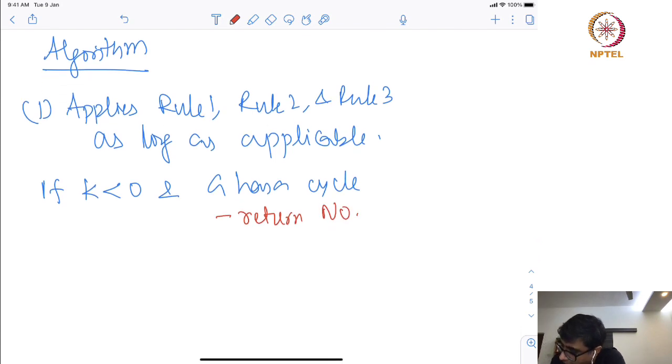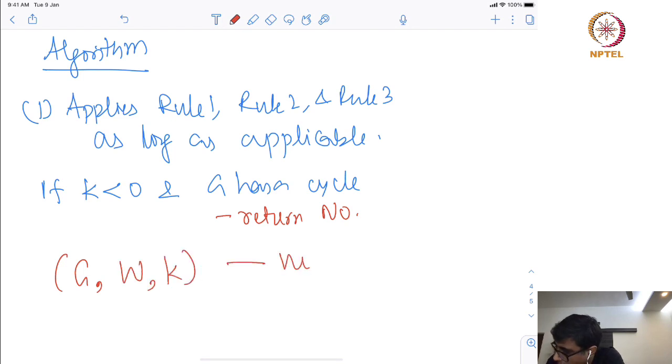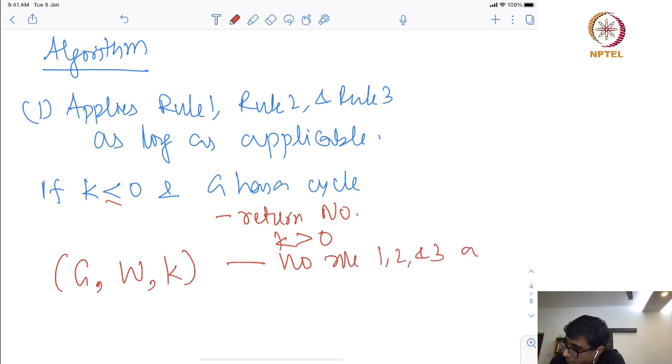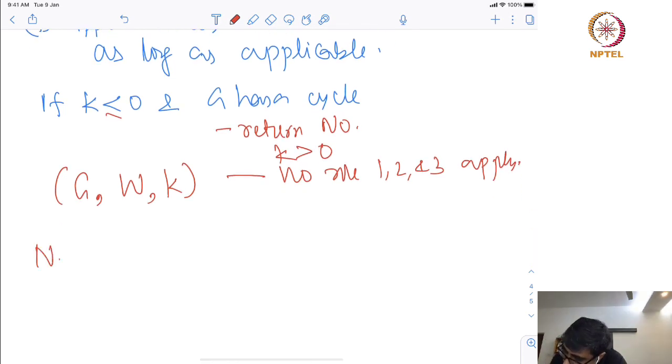So for now let us assume that we have an instance G, W, k, where k is strictly greater than 0, and no rule 1, 2 and 3 applies. Now we will apply a very novel branching rule. So our idea is very simple, a novel branching rule.